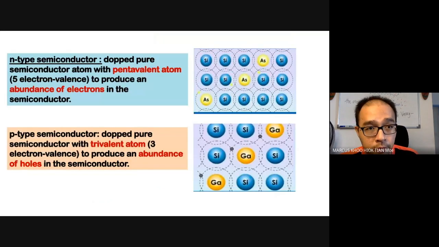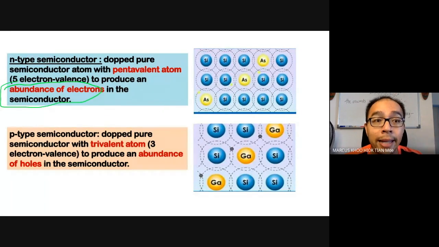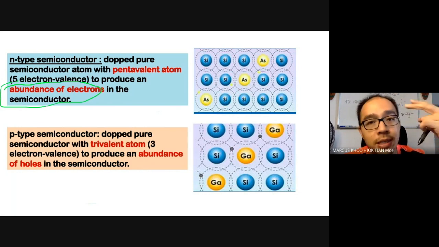The N-type semiconductor is where there is an abundance of electrons. There are more electrons than holes, so we call it an N-type semiconductor. A P-type semiconductor is where there are more holes than electrons. So the 2 big differences: N-type has more electrons than holes, and P-type has more holes than electrons.